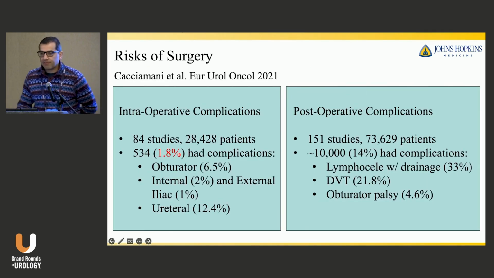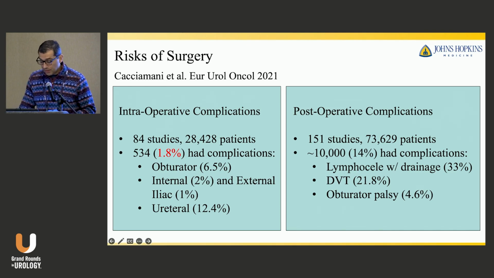Well, all surgeries have risks, so if we're going to do a lymphadenectomy, what is the risk? Intraoperative complications and postoperative complications are probably the two areas to look at. Intraoperative complications are low, 1.8%. They include obturator nerve injury, internal and external iliac injury, and ureteral injury. So in that 1.8%, ureteral injuries are probably the most discussed.